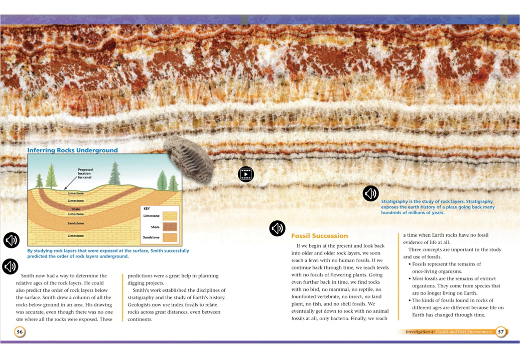Smith drew a column of all of the rocks below the ground in an area. His drawing was accurate, even though there was no one site where all the rocks were exposed. These predictions were a great help in planning digging projects. Smith's work established the disciplines of stratigraphy and the study of Earth's history. Geologists now use index fossils to relate rocks across great distances, even between continents.